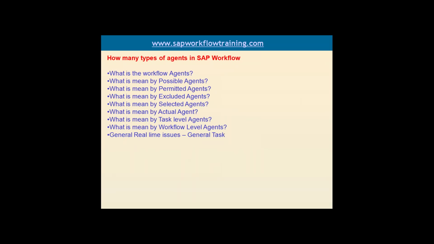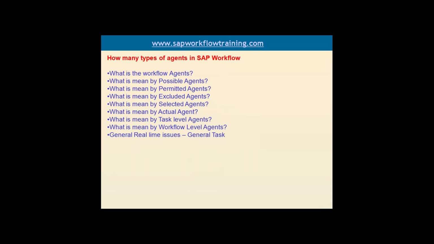Okay. So generally, to implement a workflow, we need an agent. How many types of agents do we have in the workflow? How to get these agents? So these are the agent types. What is meant by possible agents? What is meant by permitted agents? What is meant by excluded agents? What is meant by selected agents? Okay, so these are the agents basically we'll use in the workflow to approve the work item.